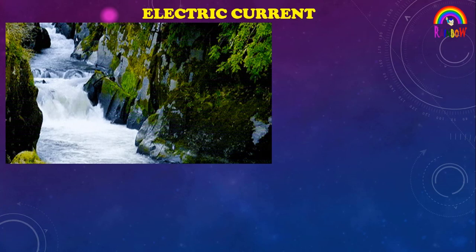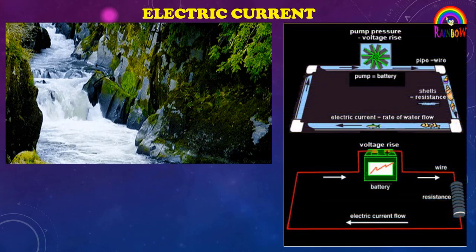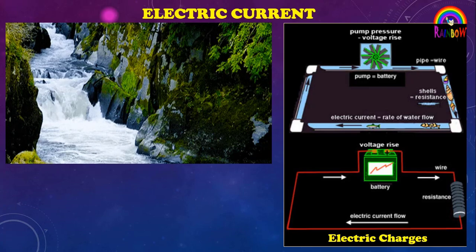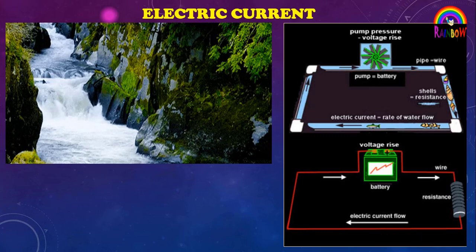Here I am presenting an analogy of electric circuit. You're all familiar with water current and air current, no? When water is flowing, we say that water current, and when air is blowing, we say it air current. Then think, what is flowing in the electric current? Yes, electric charges. When electric charges are flowing through a conductor, we say that there is an electric current.